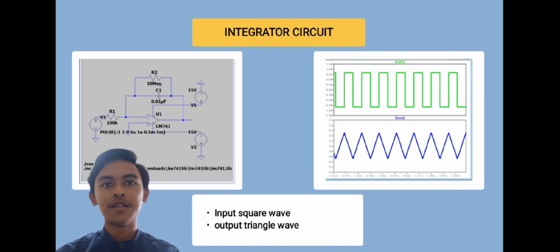For the integrator, we use Rs equal to 100 kilo ohm, capacitor 0.01 microfarad and Rf equal to 10 million ohm. A 1 volt peak square wave at 1 kHz produces a clean triangular output with the correct negative integration slope. The 10 million ohm resistor is crucial. It provides DC feedback to prevent saturation from input offset.